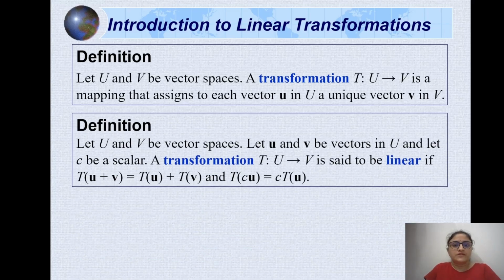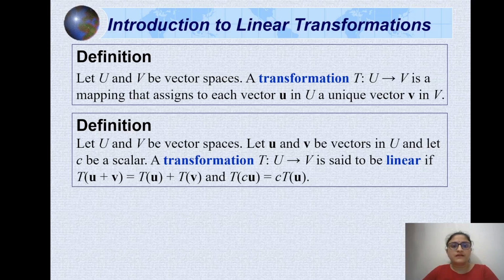So, to define a linear transformation, I will assume that my domain and codomain both are vector spaces over a field F. A transformation is nothing but a mapping, and a linear transformation is a mapping that satisfies a particular condition. So, let's first define a transformation.